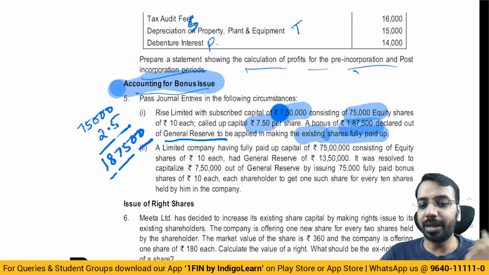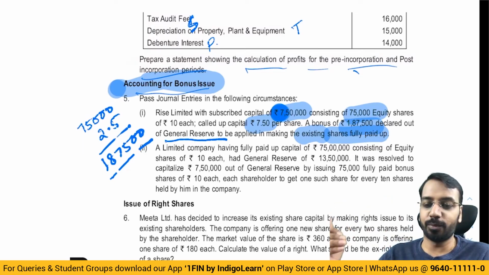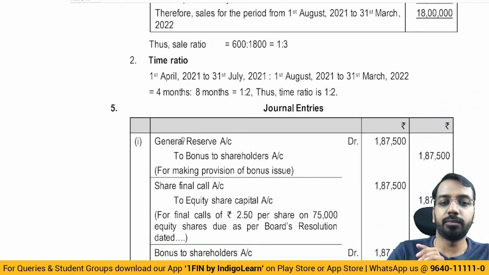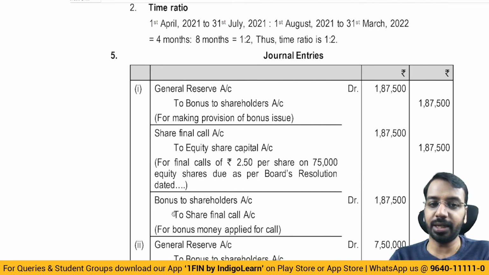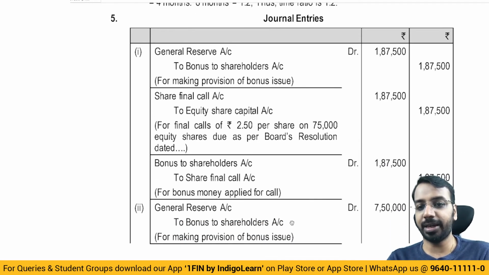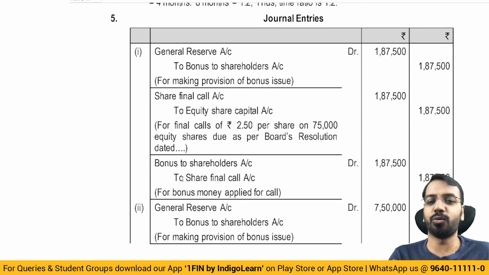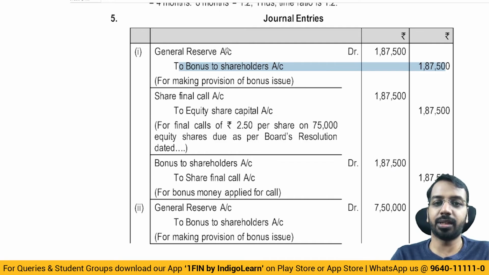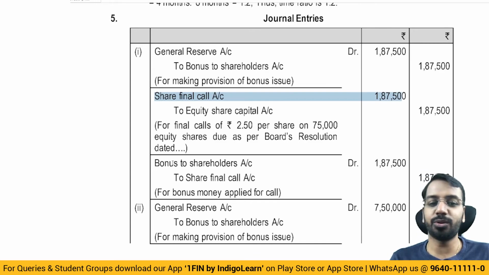So, what you will do? You will debit the general reserve and credit the share capital, or debit the general reserve, credit the final call, and debit final call and credit the share capital. Right. So, general reserve you debit, bonus to shareholders, share final call to equity share capital for the final call entry, and bonus to shareholders to share final call account 187,500. Right. So, I would just generally do a combined entry, but better to split it and then show it so that you don't lose out on it. So, first is for this bonus due, right? Debit the general reserve. Second, the final call amount due. Third, making the allotment to the bonus to shareholders, right?